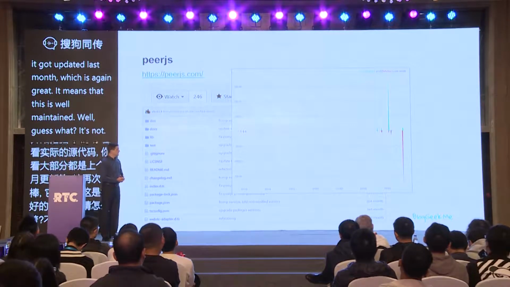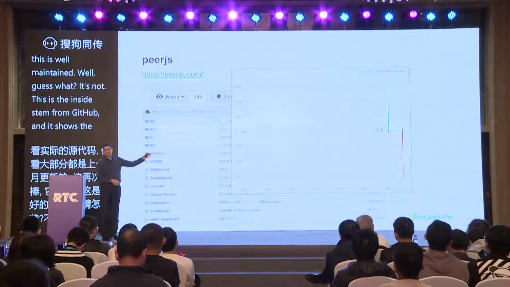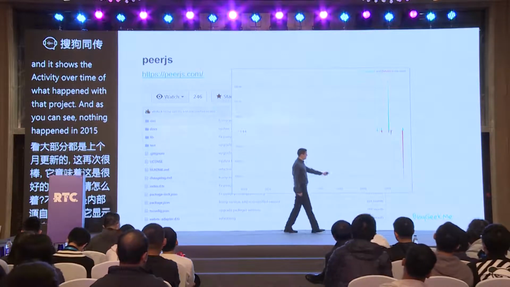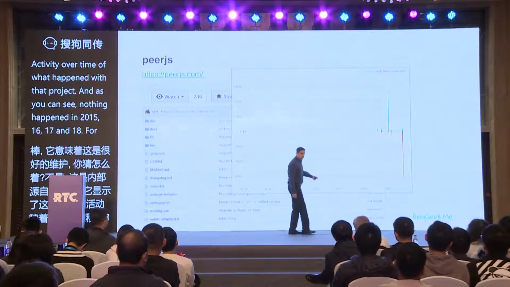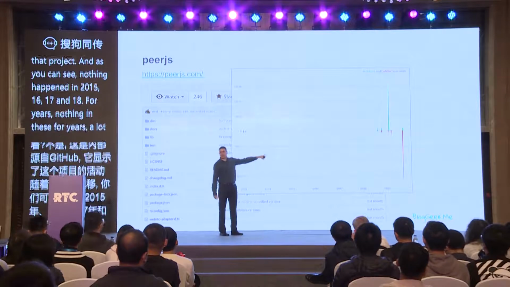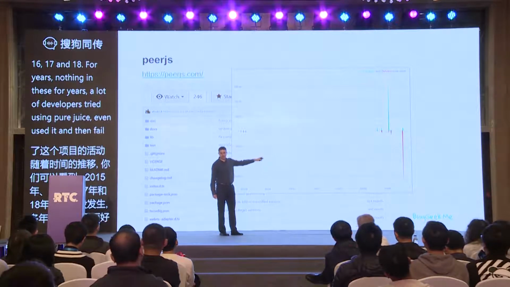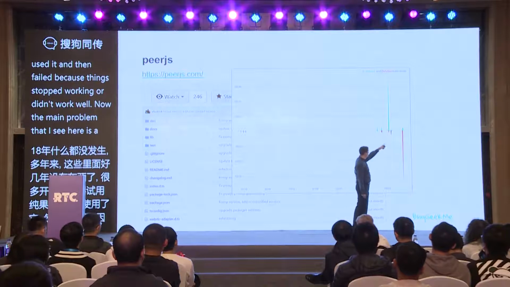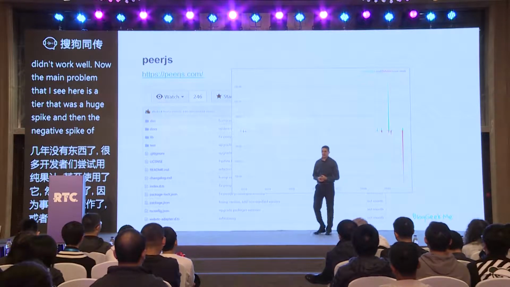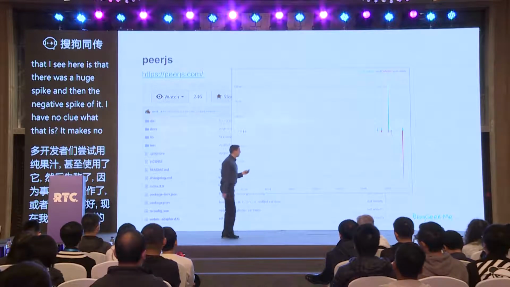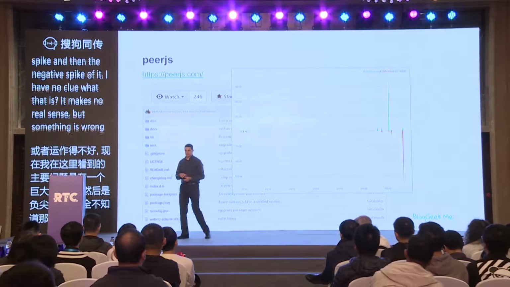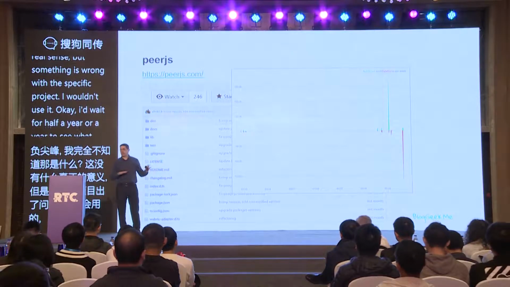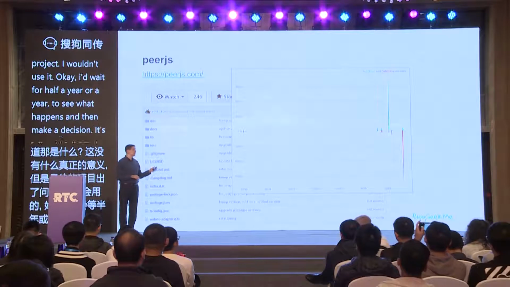This is the Insights tab from GitHub, and it shows the activity over time of what happened with that project. As you can see, nothing happened in 2015, 16, 17, and 18. Four years, nothing. In these four years, a lot of developers tried using PeerJS, even used it, and then failed because things stopped working or didn't work well. Now, the main problem that I see here is that there was a huge spike and then a negative spike. I have no clue what that is. It makes no real sense. But something is wrong with this specific project. I wouldn't use it. I would wait for half a year to see what happens, and then make a decision. It is too early, even if it was updated just last month.